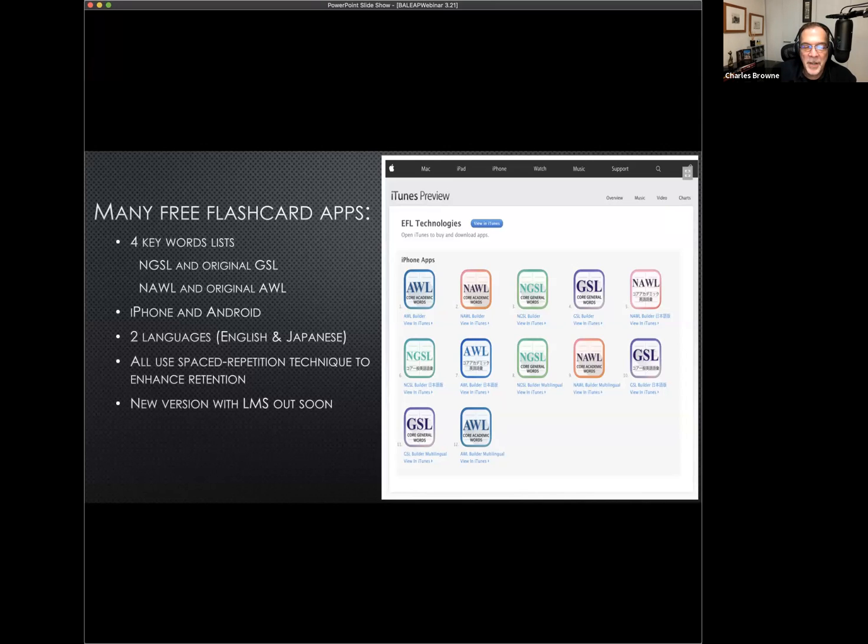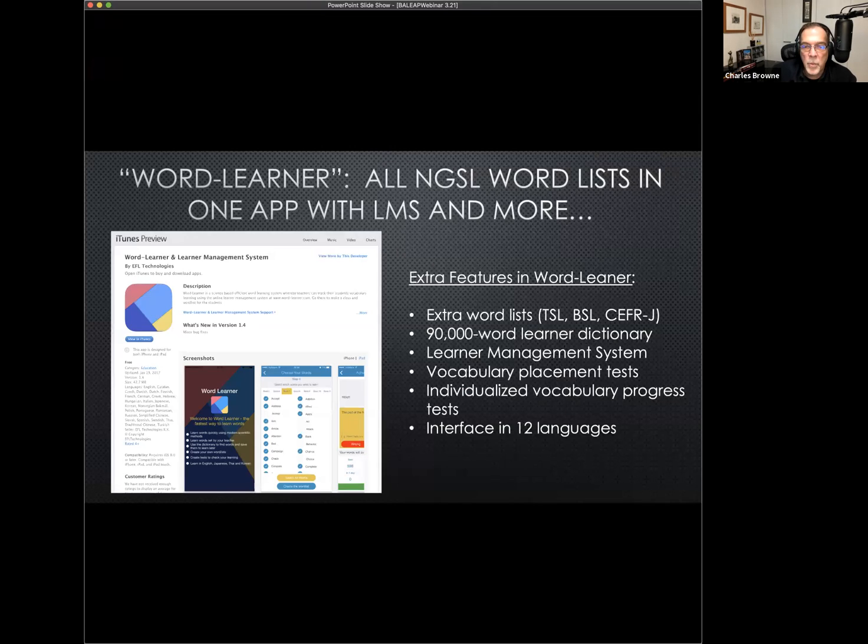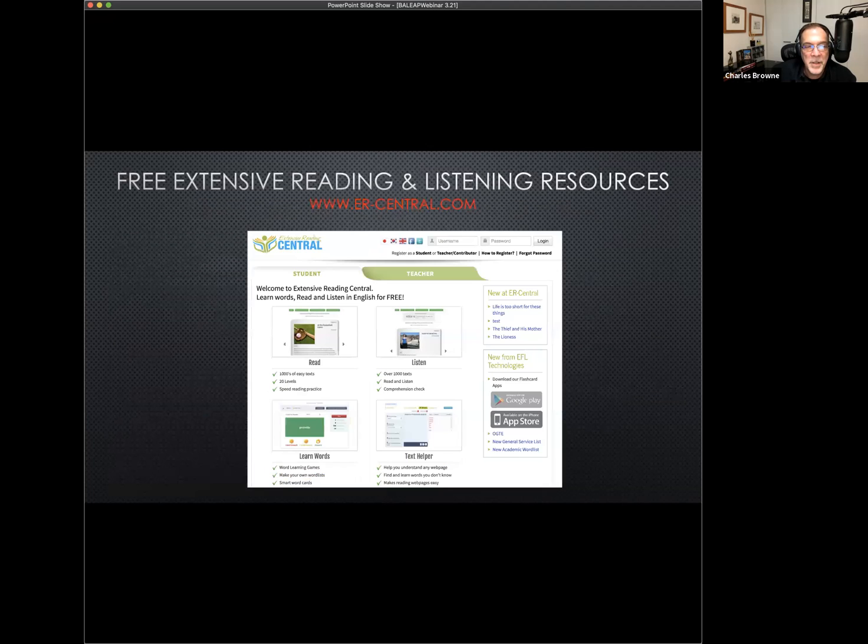on top of. So after the first 16 apps, I started working together with Rob Waring, and Rob and I put our heads together and we came up with the Word Learner app. Now the Word Learner app is the one that has all of our word lists. It also has a learner dictionary we developed, a learner management system, the placement tests, and an interface in about a dozen languages now. So that's a pretty good app.